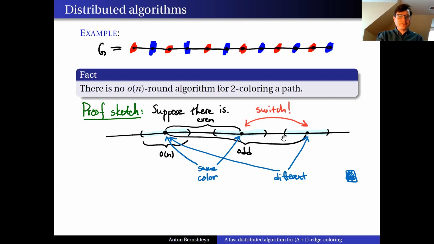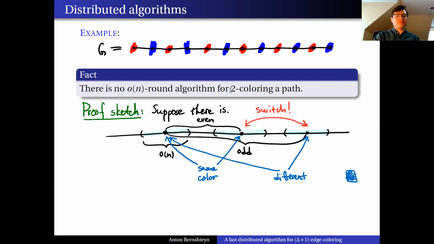And now you can see what I can do. What do the vertices see? They see a path around them with some identifiers attached to the vertices there. Well, let's switch the identifiers for the vertices in this path and in this one. And now this vertex will output the same color that this one did before, and vice versa. So now suddenly these two vertices at even distance have distinct colors. And that's a contradiction. Okay, so this shows that two coloring is non-local.